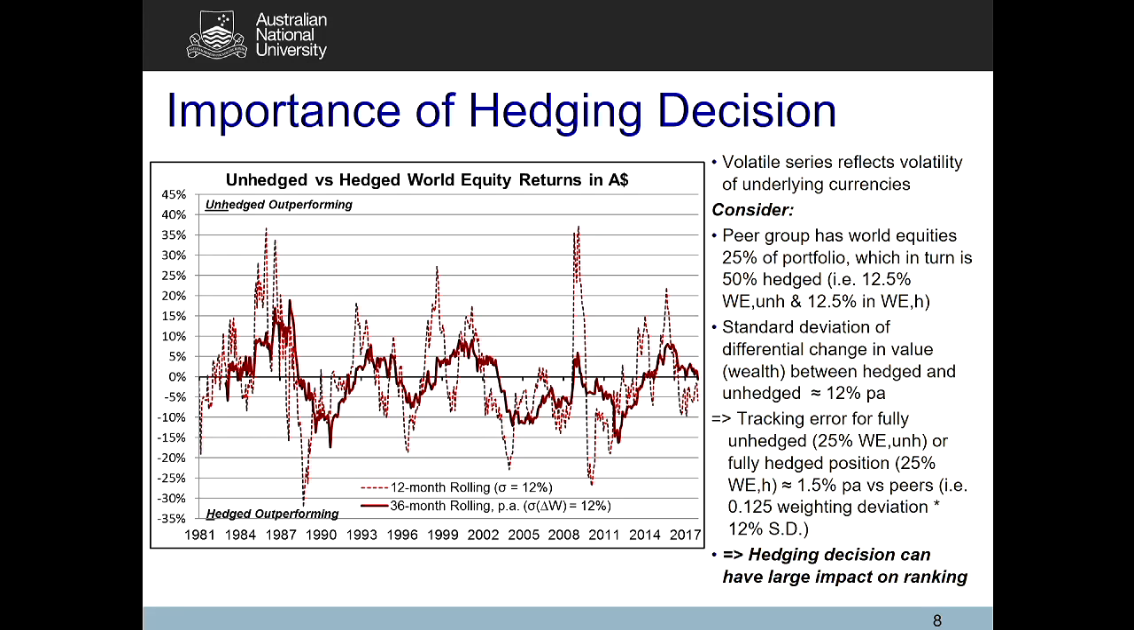The first thing you can see is that whether you use a 12-month or a 36-month rolling return window, this series is really volatile. If you look at 12-month rolling, this is why I said the decision of whether or not to hedge your currency can mean as much as a 30% return in either direction, right? We've got unhedged outperforming hedged by over 30% in these peaks. Down here, we've got hedged outperforming unhedged by 30%.